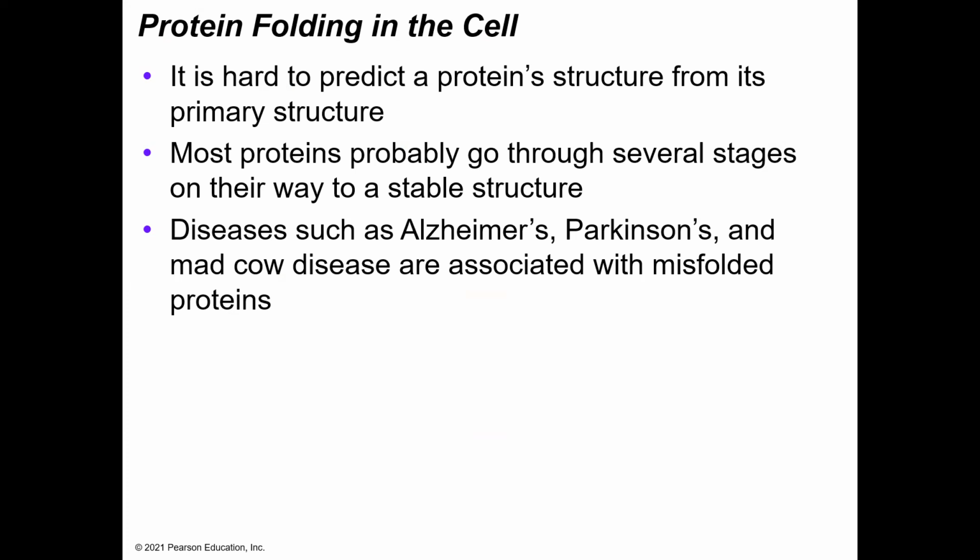So it's hard to predict a protein structure from its primary structure. Most proteins go through several stages on their way to being a stable structure. Because proteins are so complex, a lot of problems can arise, and diseases such as Alzheimer's, Parkinson's, and mad cow disease are all associated with the misfolding of proteins, meaning that there's a problem with the natural protein structure that is forming proteins, either in the brain or within the body.